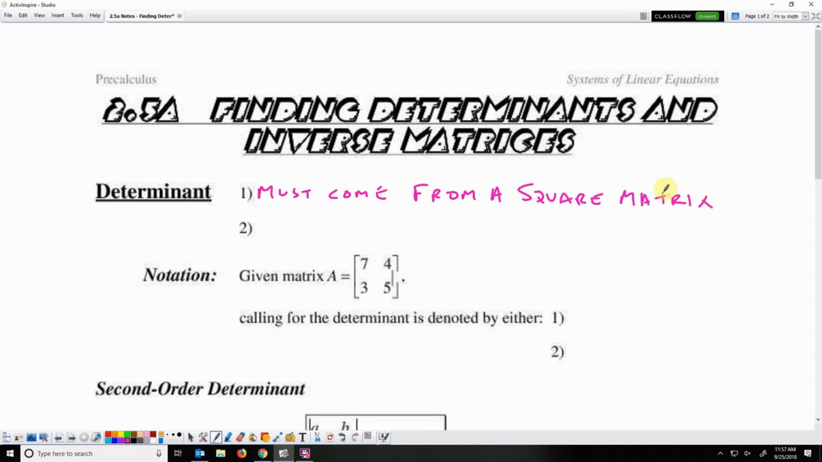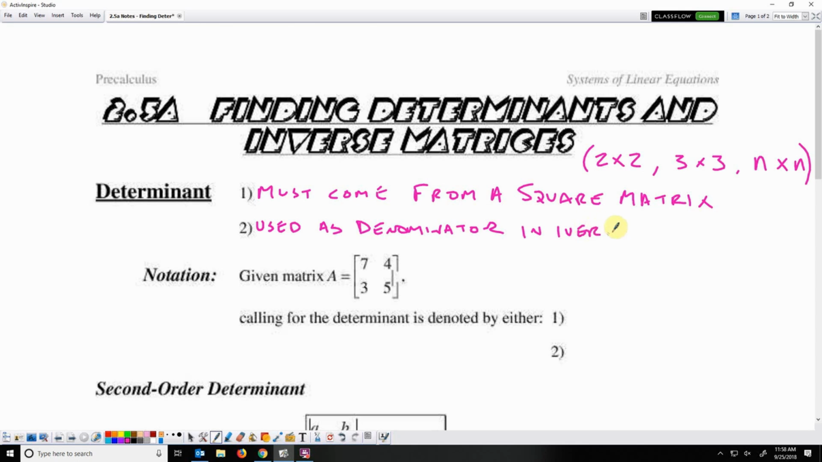Okay, a square matrix is a matrix that's maybe 2 by 2, 3 by 3, whatever the number of rows is, it's the same number of columns. So that is a square matrix. The determinant is used as the denominator in the inverse matrix. So learning to find a determinant will help us find the inverse of a matrix.